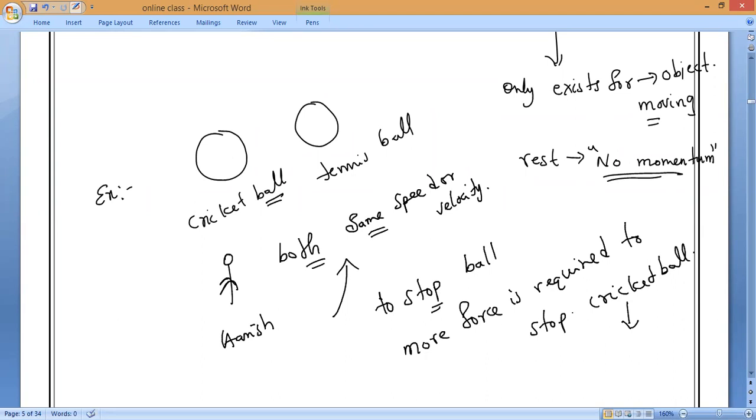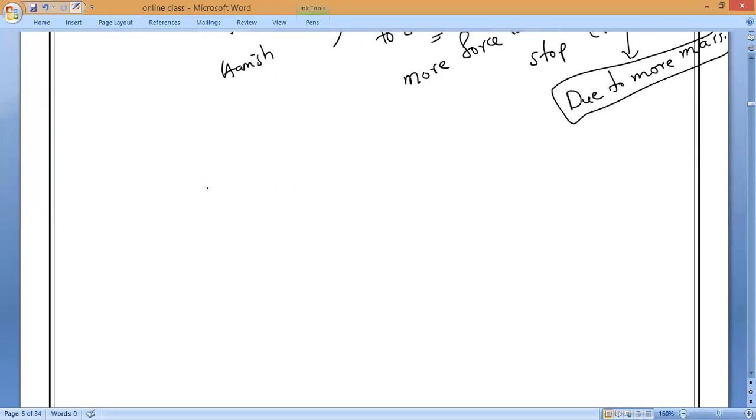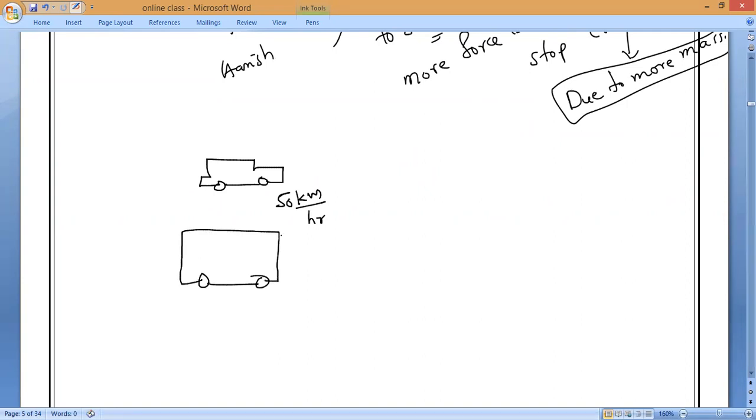So why is it the cricket ball? Because of what? Due to more mass. More mass, that is what you have to remember. So for example, one car is coming at 50 kilometers per hour. In the same way, one truck is coming at the same 50 kilometers per hour.